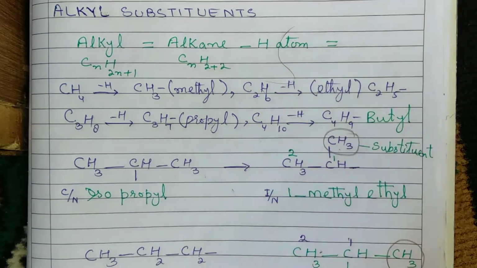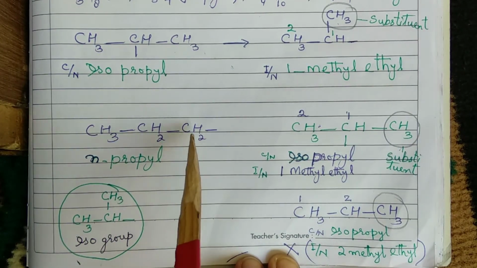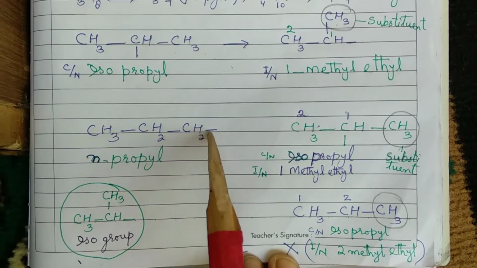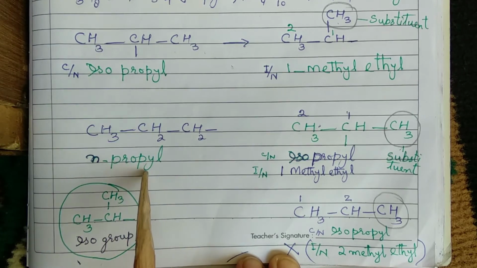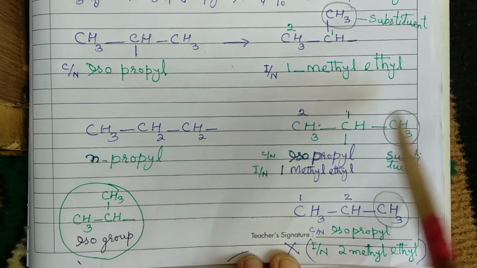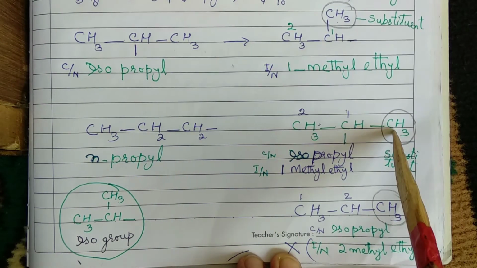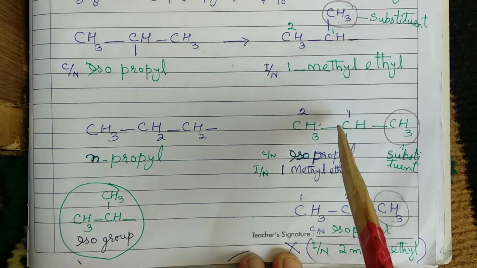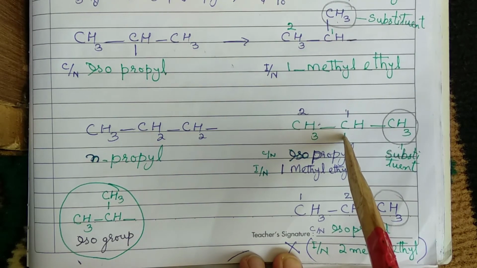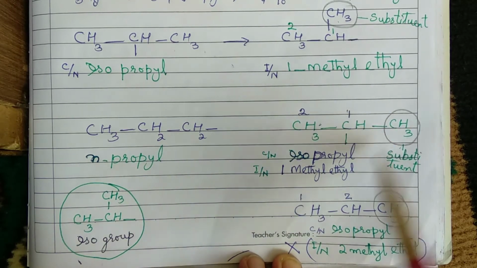It's very special. Dear students, again I have written here CH3, CH2, CH2. You can see here one hydrogen atom is removed from the side carbon atom, so this is normal propyl. I have written it again, CH3, CH3. So take this as a substituent. This is isopropyl. As I already told you, whenever one hydrogen atom is removed from the central atom of propane, that becomes isopropyl, and its IUPAC name is 1-methylethyl. This is the substituent here.